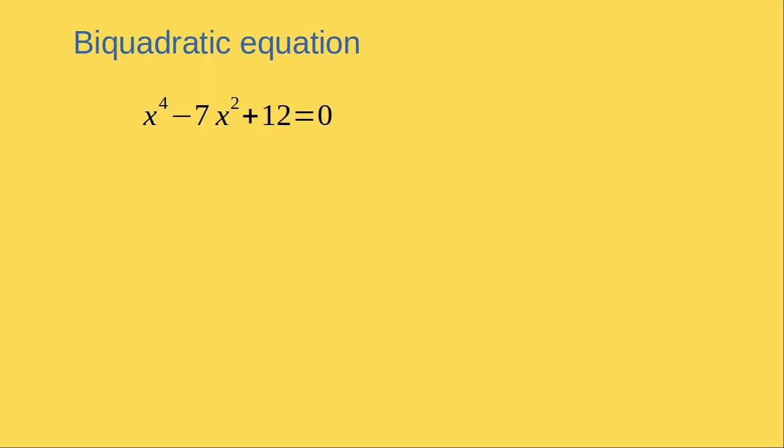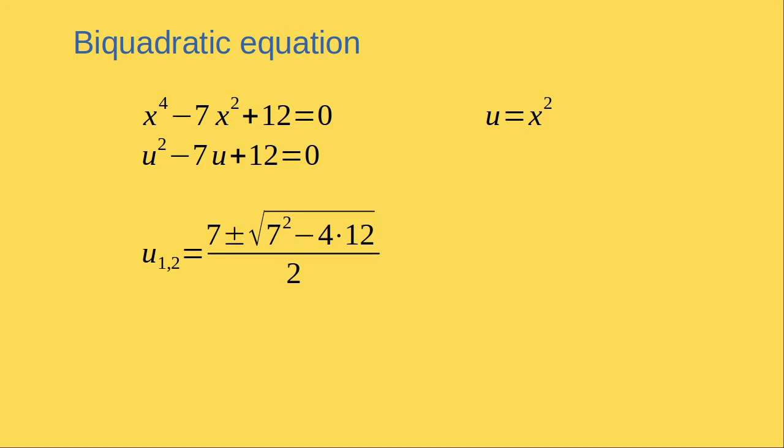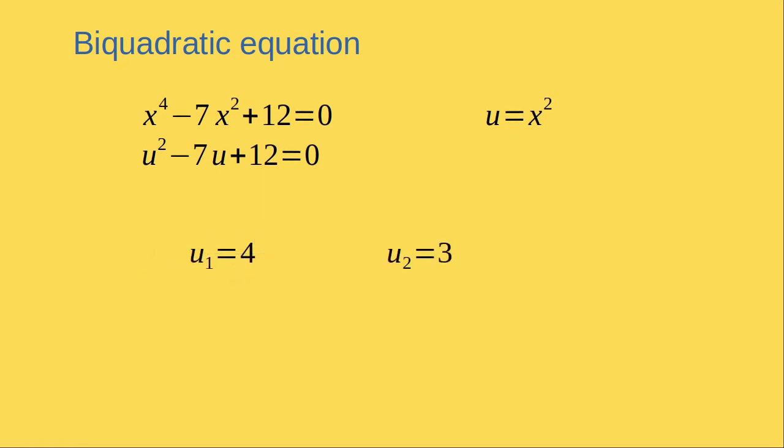We can set u equals x squared. Then, x to the fourth becomes u squared and we get the quadratic equation u squared minus 7u plus 12 equals 0. Using our favorite quadratic formula, and doing some algebra, we get two values: u equals 4 and u equals 3.